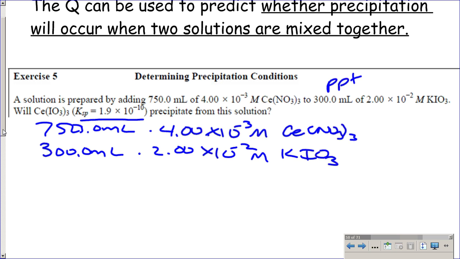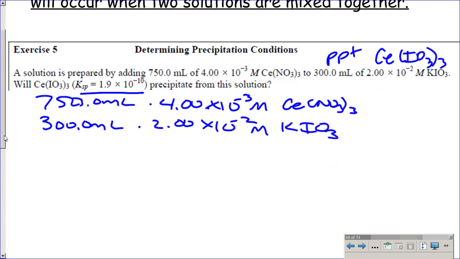So nitrates are all soluble, so it can't be that, because that would be potassium nitrate. So definitely the other one that it's asking about: cerium iodate. Cerium 3 iodate is what they're looking for. All right, so I'm going to leave those there for just a second, because I'm going to use them.